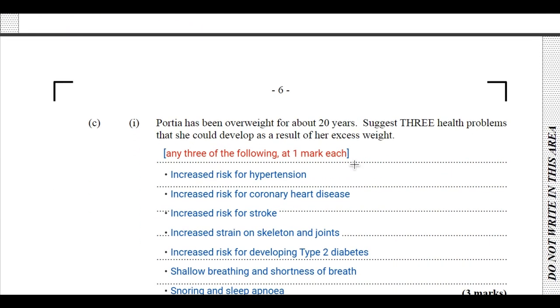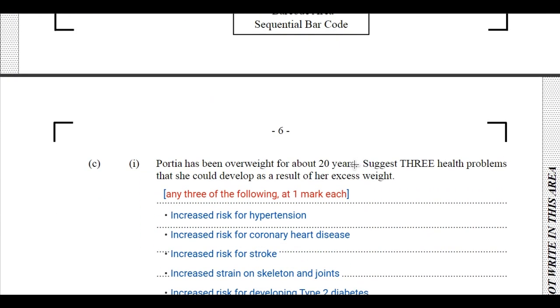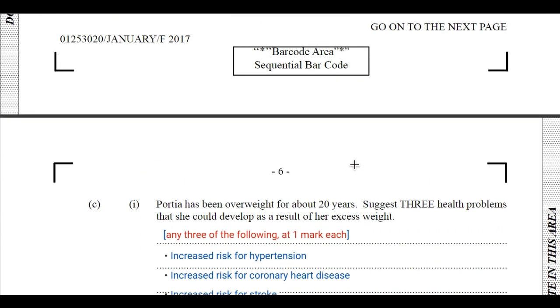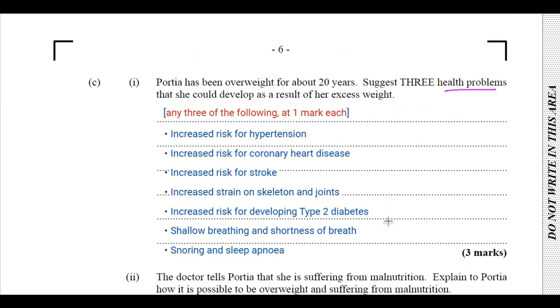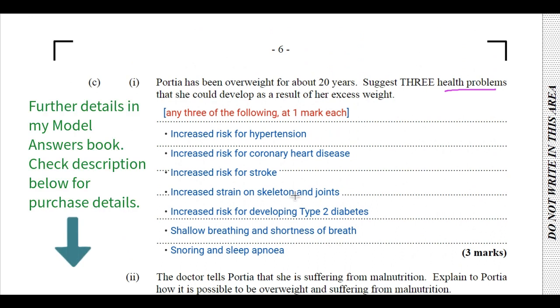So let's go to Part C. So there is plenty going on here, right? So let's see. Portia has been overweight for about 20 years. Suggest three health problems that she could develop as a result, right? So let's see. We have lots, and this was a shortened list, okay? And any three you can answer.